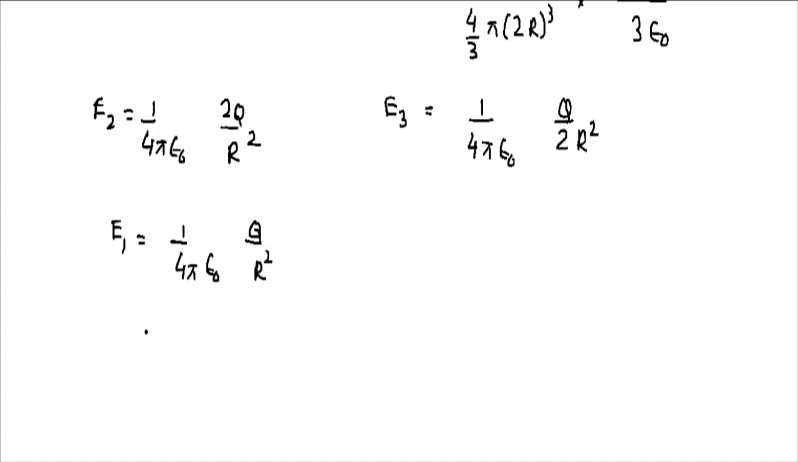Now if we check this, which would be the correct order of relation? The maximum value would be our E2. So E2 would be greater than, next comes E1, and then E3. So this is the order: E2, then E1, then E3.